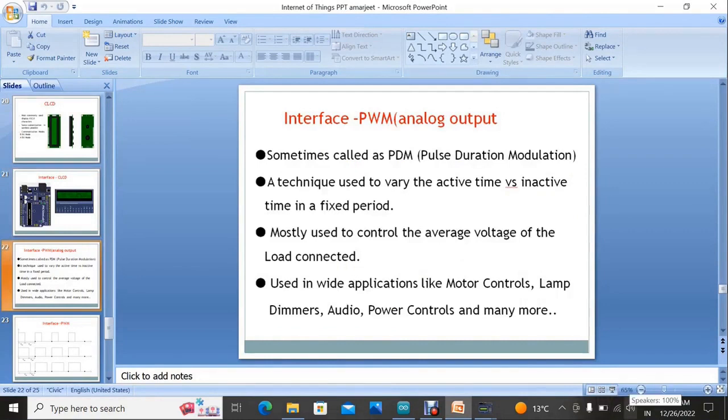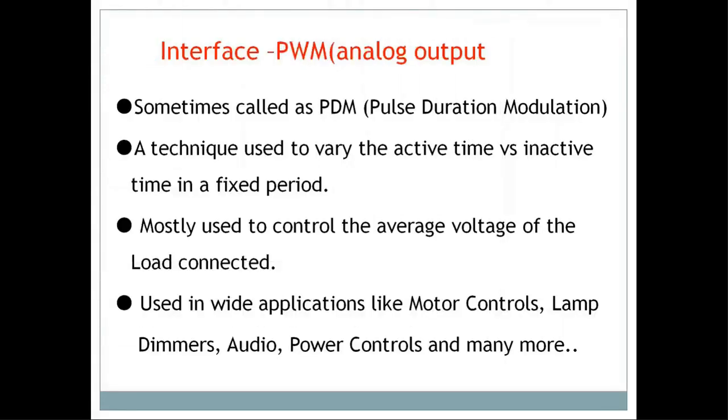Afterwards, I will just show you the basics of what is pulse width modulation. It is the conversion of analog pins into digital, and I will explain briefly how exactly the PWM works. Sometimes it is also called pulse duration modulation, a technique used to vary the active time versus inactive time in a fixed period, mostly used to control the average voltage of the load connected, and used in wide applications like motor control, lamp dimmers, audio, power control, and many more.